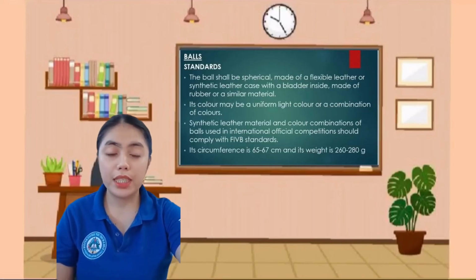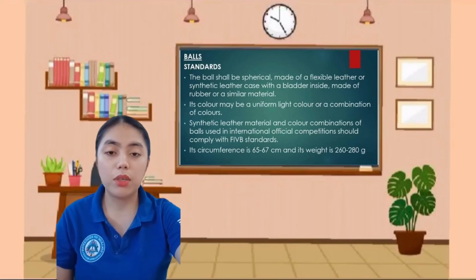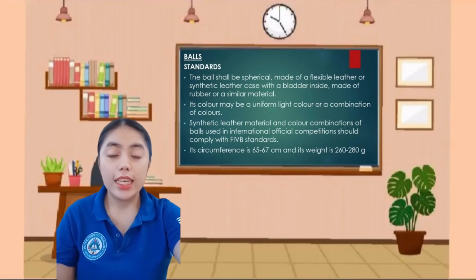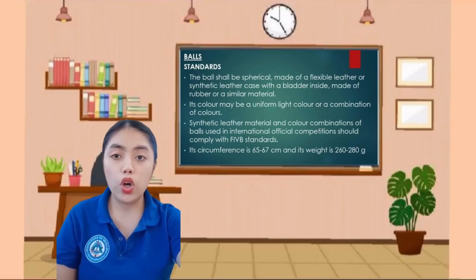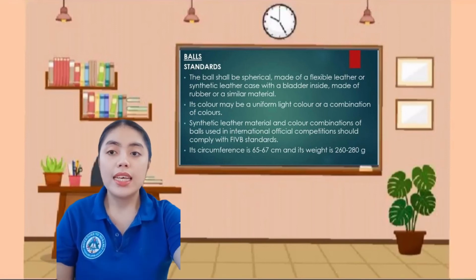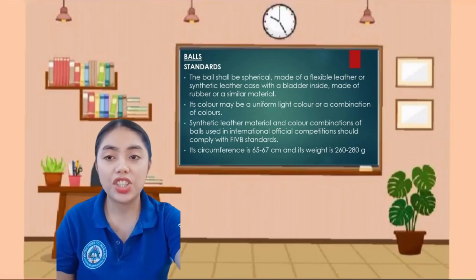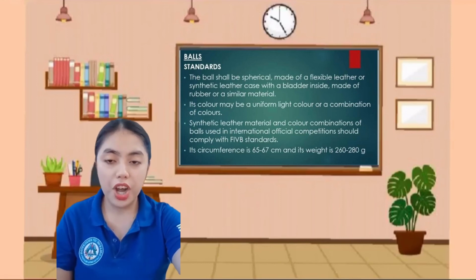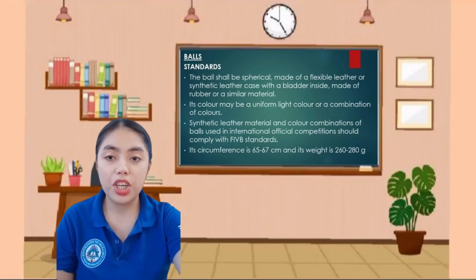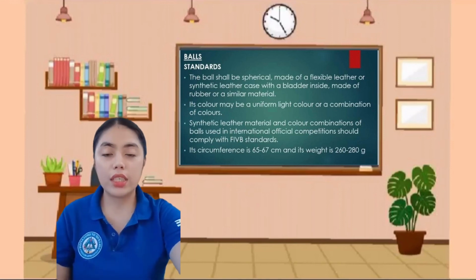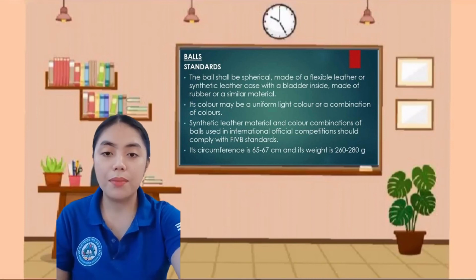Balls. Standards. The ball shall be spherical, made of a flexible leather or synthetic leather case with a bladder inside, made of rubber or a similar material. Its color may be a uniform light color or a combination of colors. Synthetic leather material and color combination of balls used in international official competitions should comply with FIVB standards. Its circumference is 65 to 67 centimeters and its weight is 260 to 280 grams.